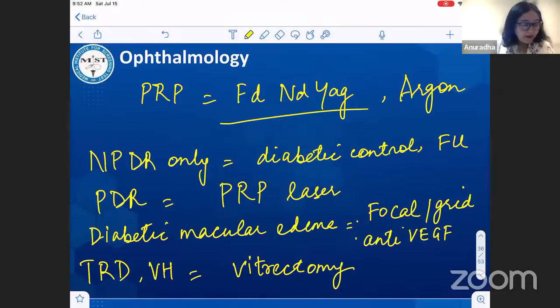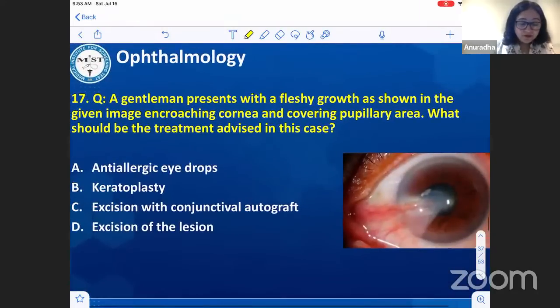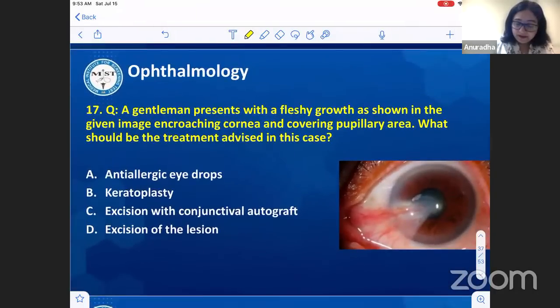Ranibizumab, bevacizumab, these are the names of the anti-VEGF drugs. Aflibercept is another one. Okay, very nice. Moving on to the next question.